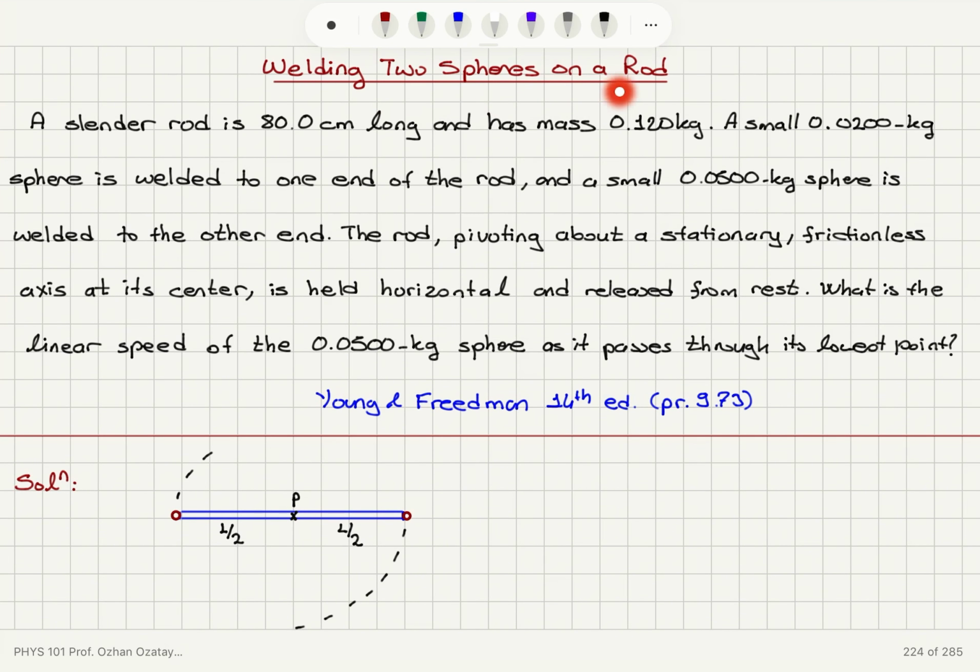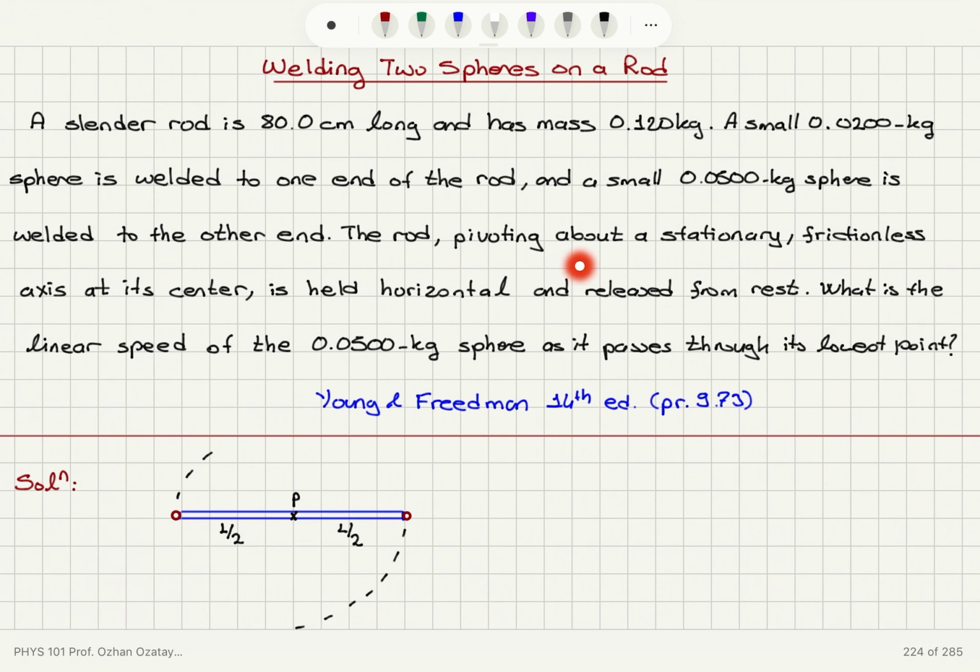Welding two spheres on a rod. A slender rod is 80 centimeters long and has mass 0.12 kilograms. A small 0.02 kilogram sphere is welded to one end of the rod, and a small 0.05 kilogram sphere is welded to the other end.